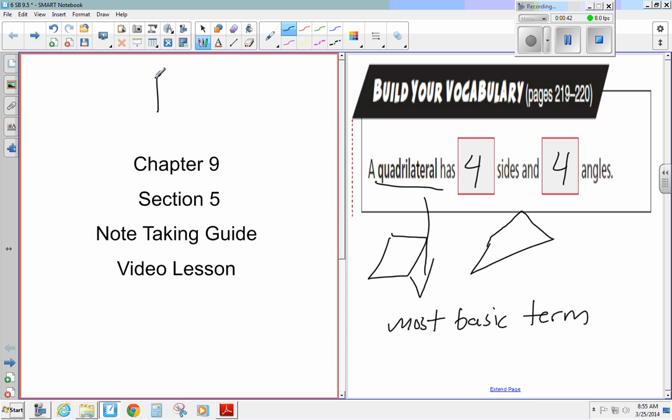So if I showed you this shape, let me get a nice perfect shape in there. If I showed you this, most of you would want to call it a square because it looks like a square. The most basic term for it would be a quadrilateral. It has 1, 2, 3, 4 sides and 1, 2, 3, 4 angles.